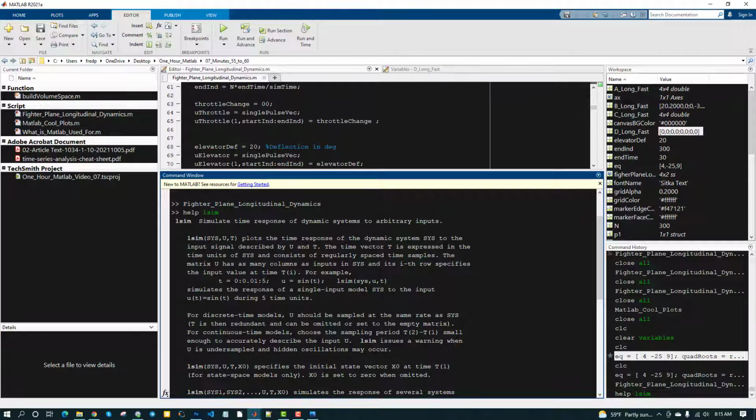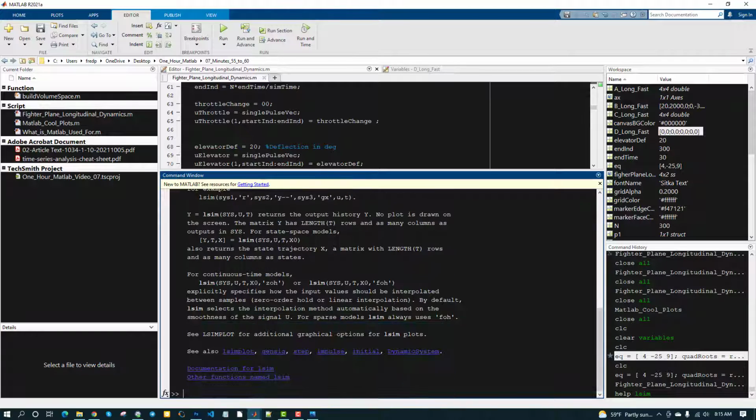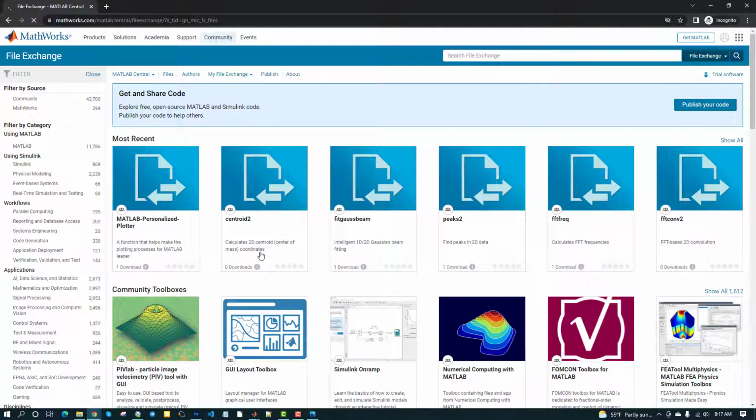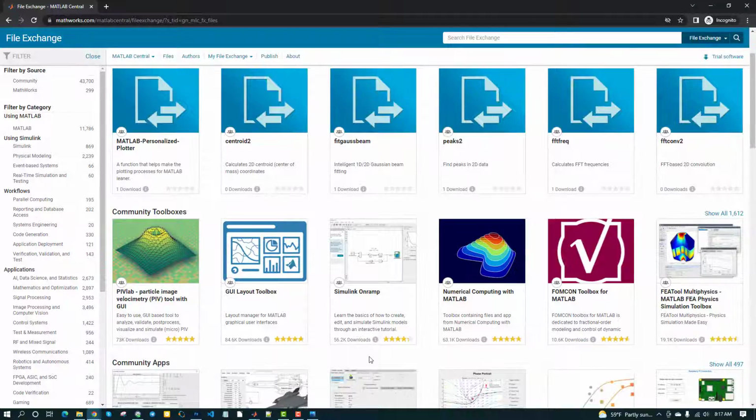It actually tells you the input and output arguments, and it actually gives you the use cases. You can also go look at other commands that are in the same family, and you can actually look at the documentation for LSIM and other functions named LSIM, etc. So it's pretty comprehensive. In addition, you have the support system from MathWorks, like MATLAB Central. So you have MATLAB Answers, the file exchange, where MATLAB practitioners actually upload complete examples. Some of these examples are really sophisticated.